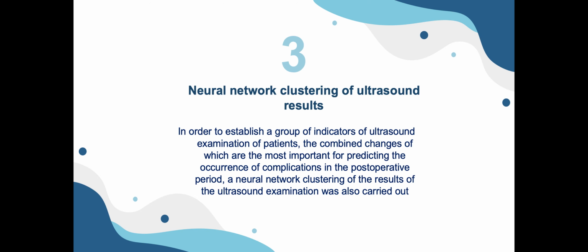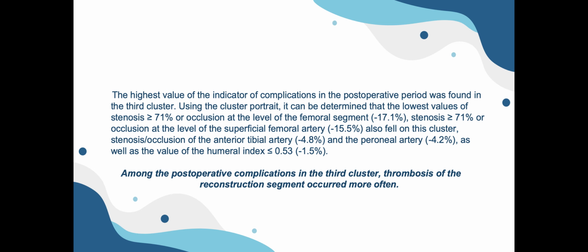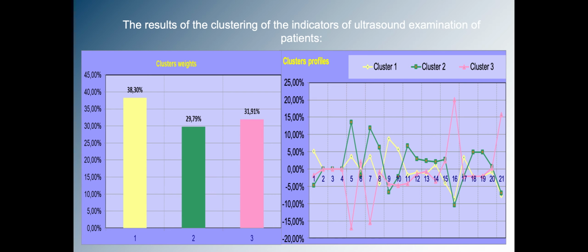Stage 3, neural network clustering of ultrasound results. Among the postoperative complications in the third cluster, we found thrombosis of the reconstruction segment occurred more often. The result of clustering of the indicators of ultrasound examination, cluster weight and cluster profiles.